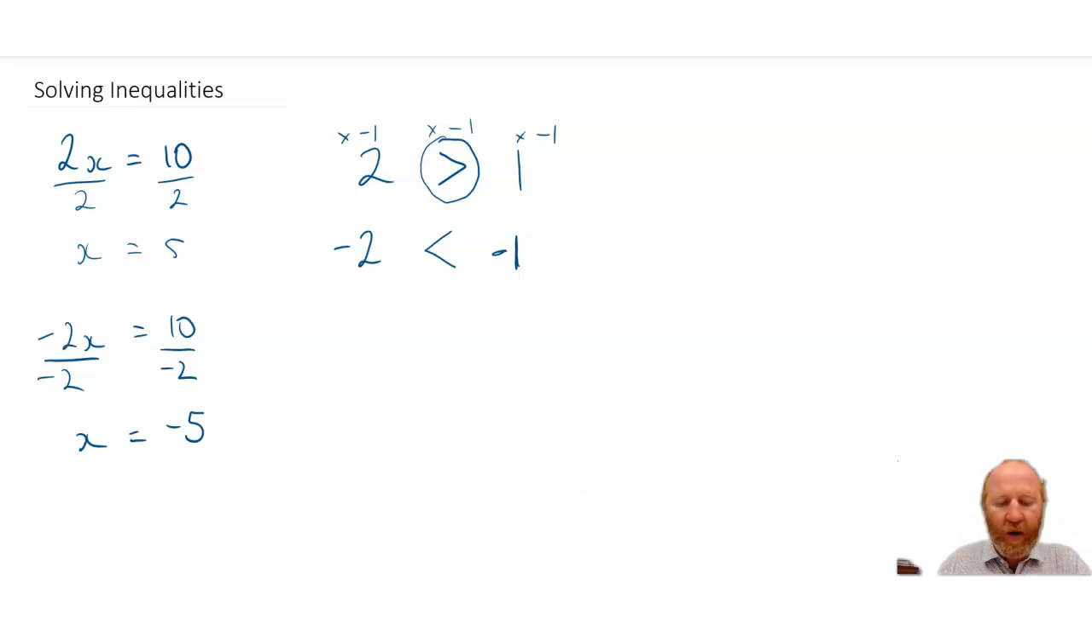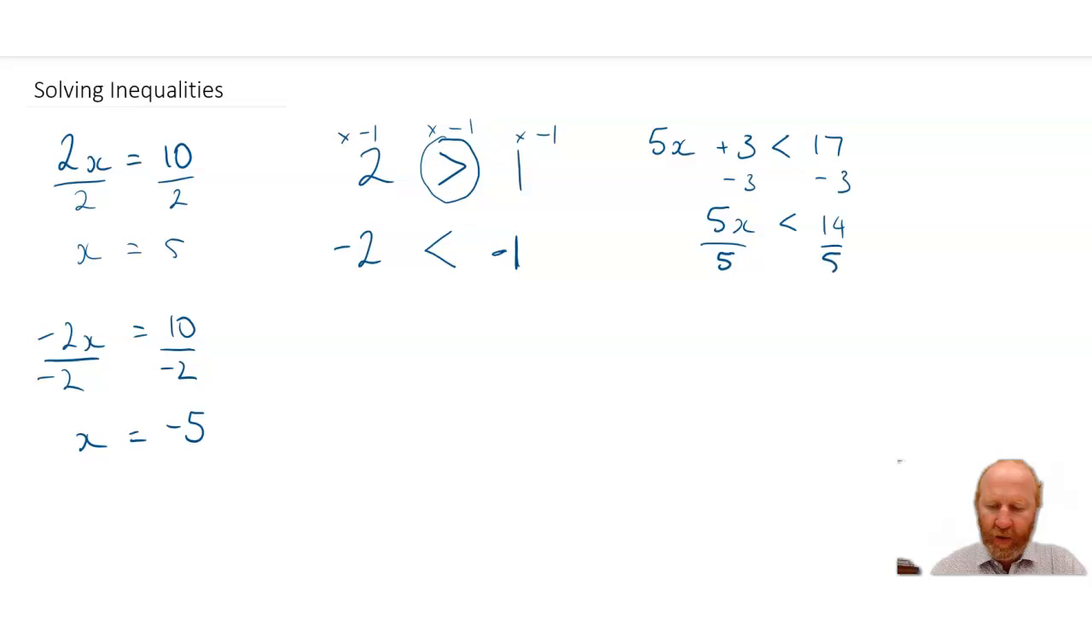Negative 1 is greater than negative 2, or if I read from left to right, negative 2 is less than negative 1. Now that's important to us because when we start to try and solve questions like this, if I have, let's say, 5x plus 3 is less than 17, what do I get? I take 3 away from both sides, all good so far, and I end up with 5x is less than 14. I divide both sides by 5.